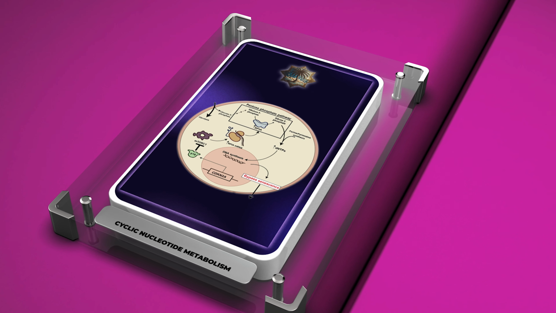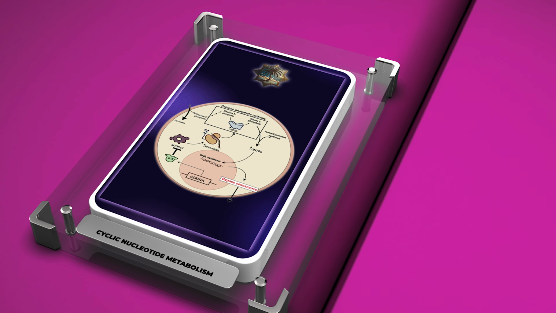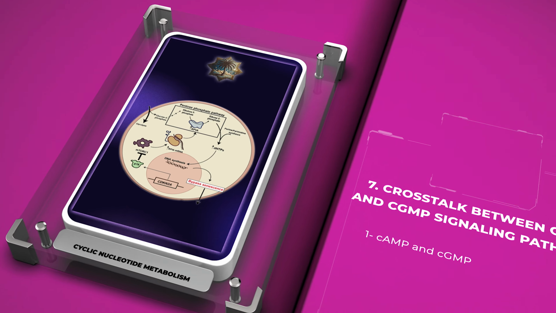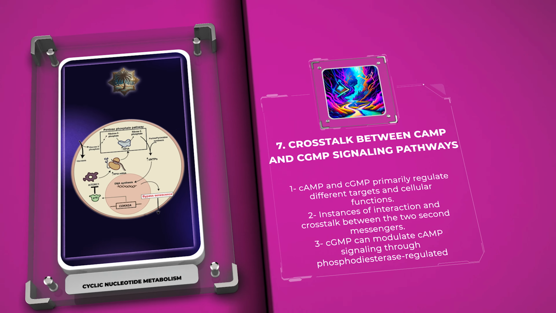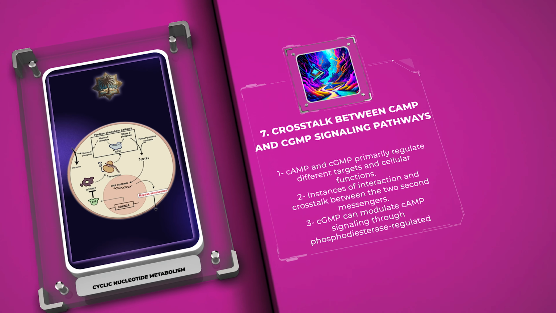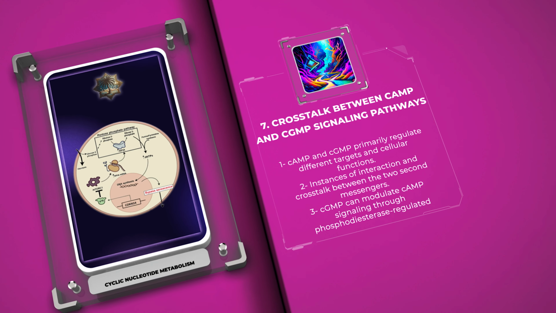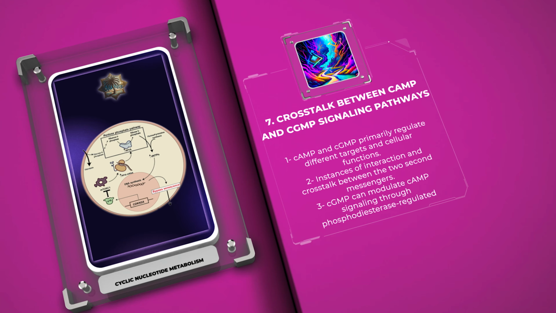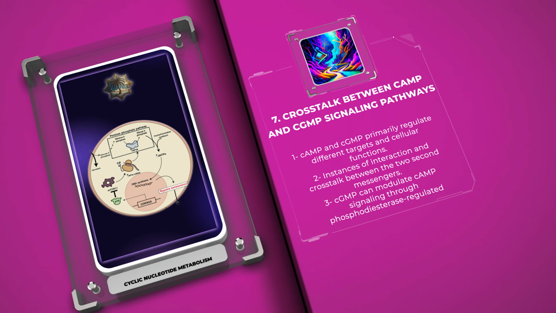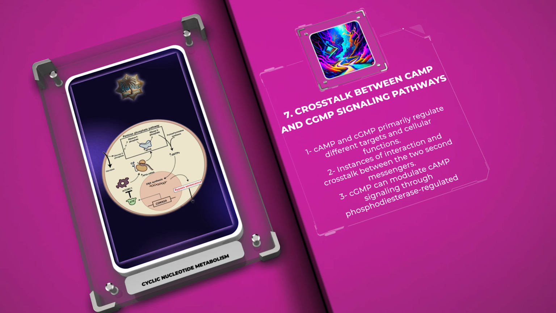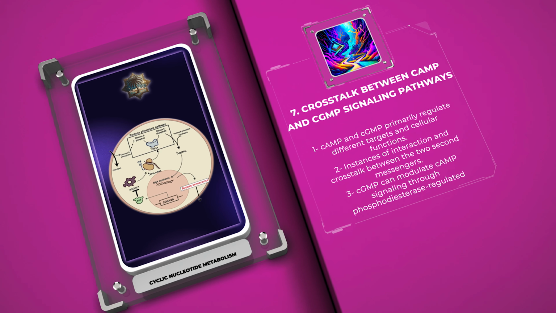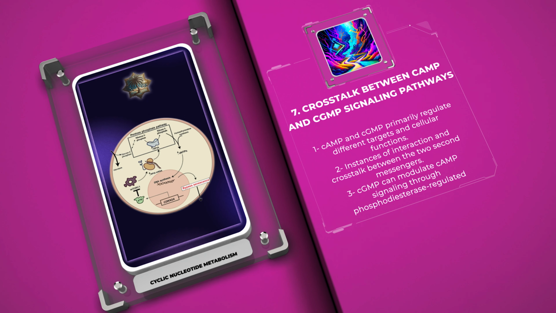Next, we will explore the intricate crosstalk between cAMP and cGMP signaling pathways. While cAMP and cGMP primarily regulate different targets and cellular functions, there are instances where these two second messengers interact. For example, cGMP can modulate cAMP signaling through phosphodiesterase-regulated pathways. Furthermore, crosstalk between cAMP and cGMP has important implications in cellular processes such as cardiac function and smooth muscle regulation.